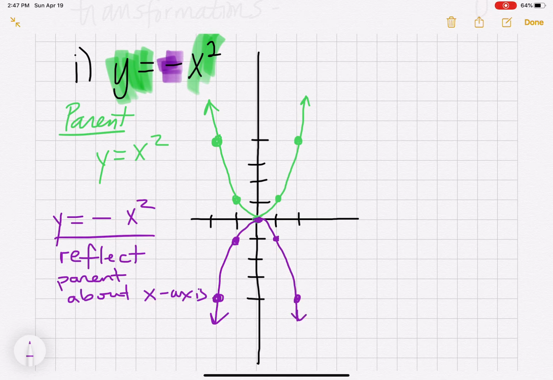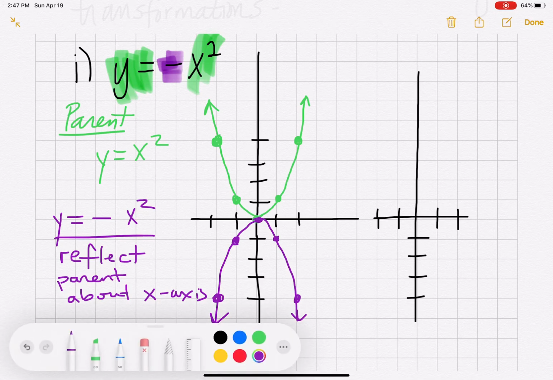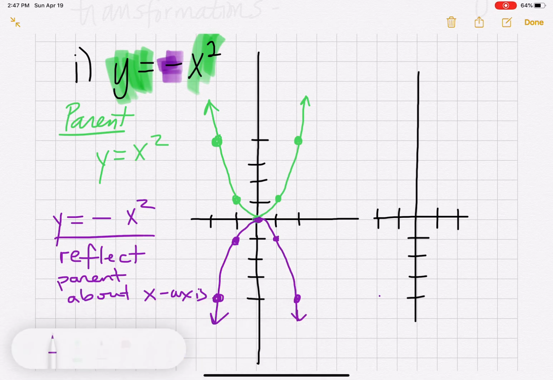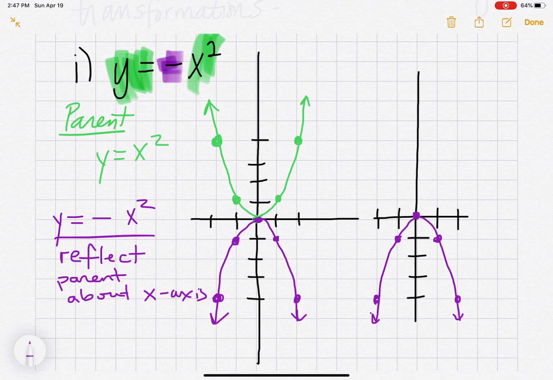Now let's go ahead and give it its own graph here, all by itself. Final graph. I'm just going to recopy those purple points: (-2, -4), (-1, -1), (0, 0), (1, -1), and (2, -4). And it's not sharp edges, it's curved. It's like an upside down U, you could say. There it is. It's y equals -x squared.